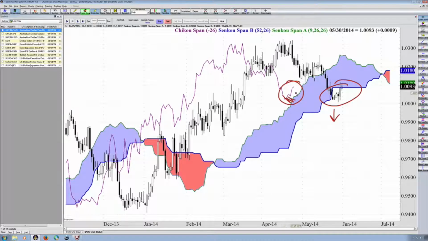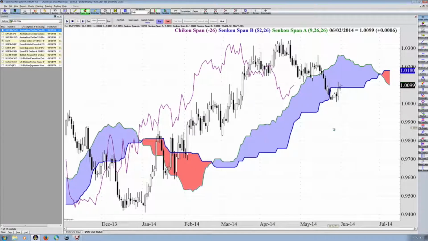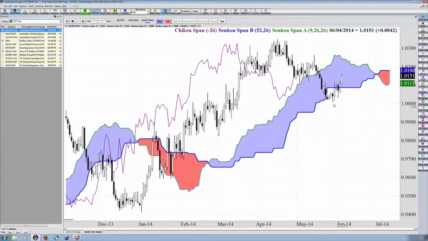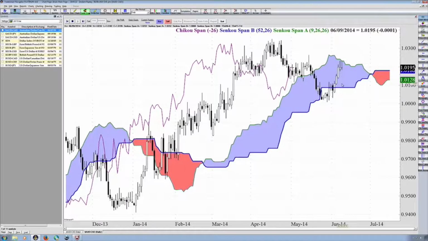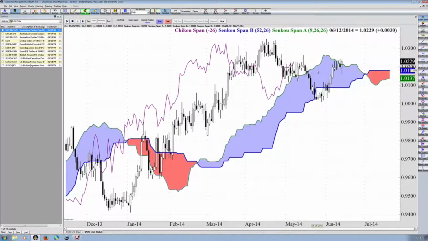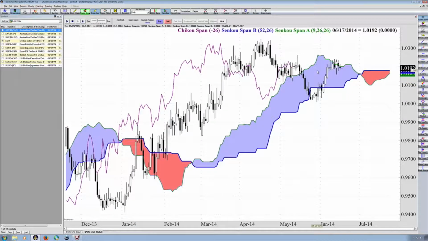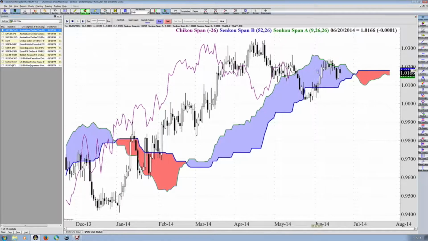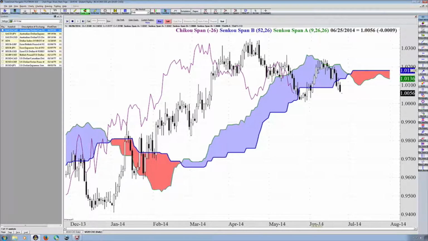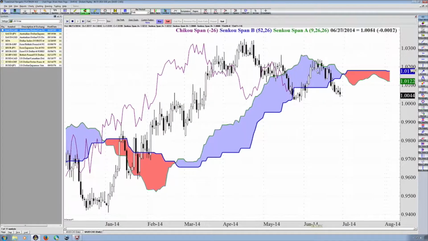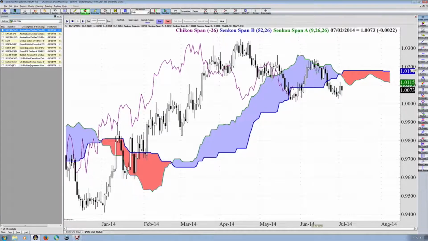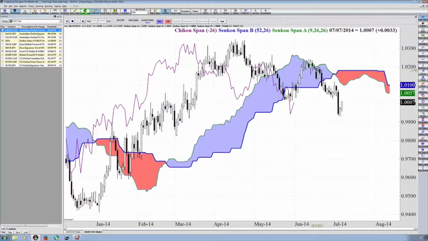Chikou's coming into the cloud, and that cloud's providing support. So there's a warning that, hey, maybe the trend is not in the clear, and we need to be careful. And sure enough, that's exactly what happened. So all that consolidation that head-faked us when we were just looking at the cloud, Chikou was actually giving us a lot of perspective that consolidation was coming. And, of course, now that we've looked at the moving averages, we know that there was perspective there as well.